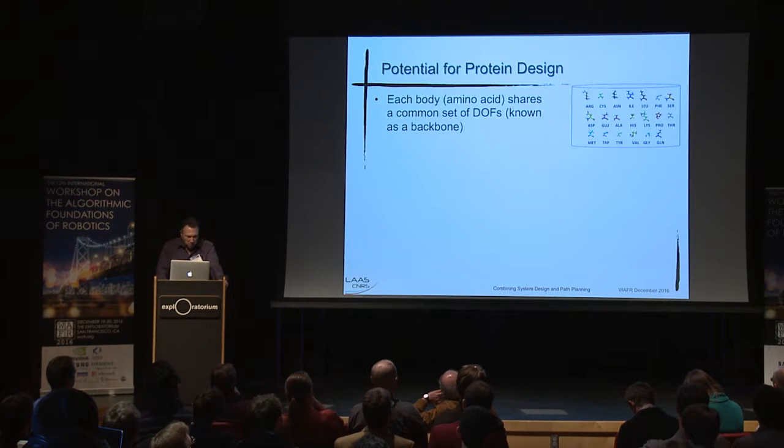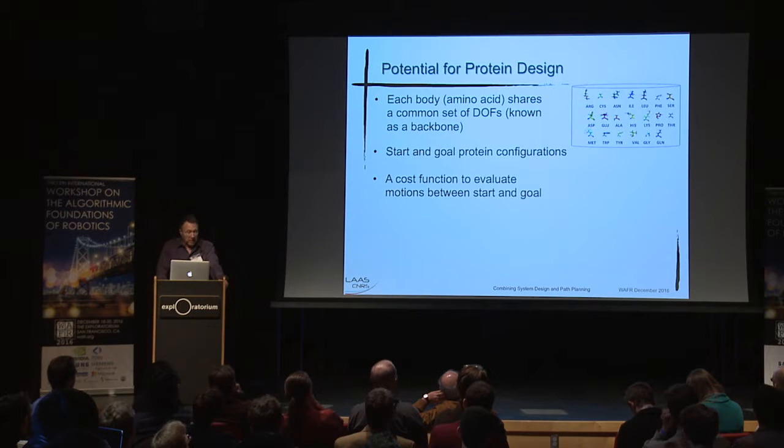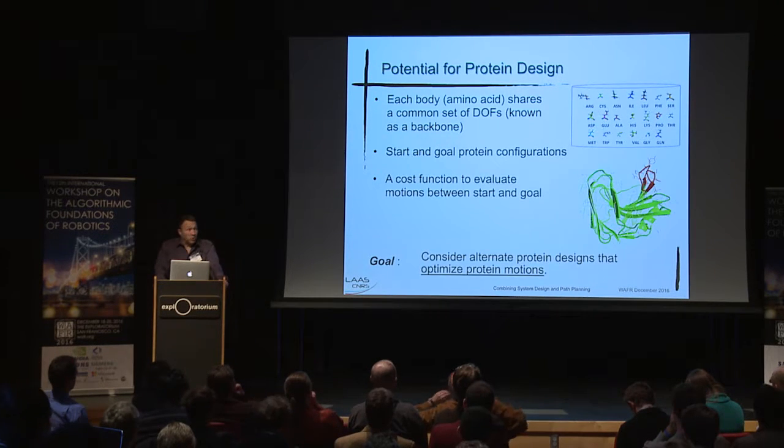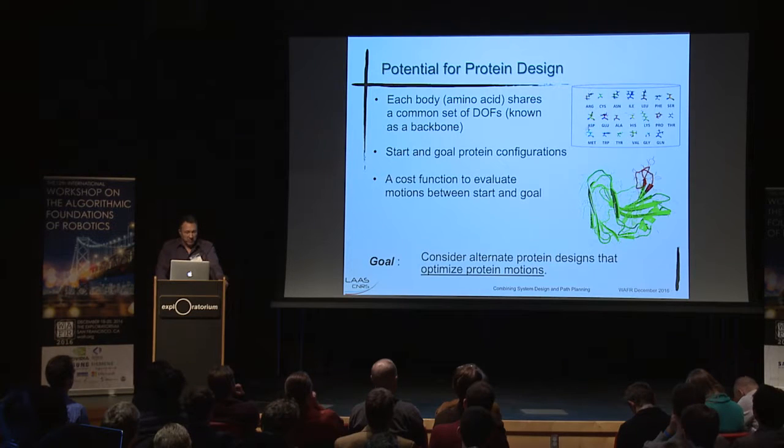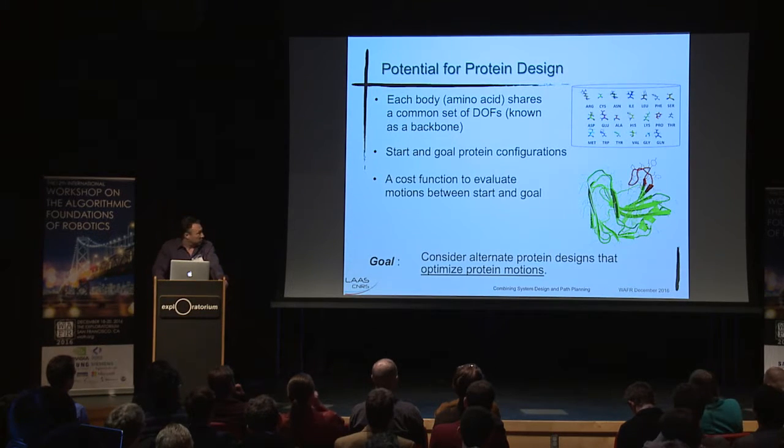And it's this difference in these degrees of freedom that plays into how chemically the protein folds and performs the function that it does. So if I was given a start and goal configuration, and also a way to evaluate moving between these start and goal configurations, I could actually use this combined method to now consider alternate designs that optimize the motion I want. And the motion I show here on the right is just a very smooth opening of this lid, which allows different types of protein interaction.